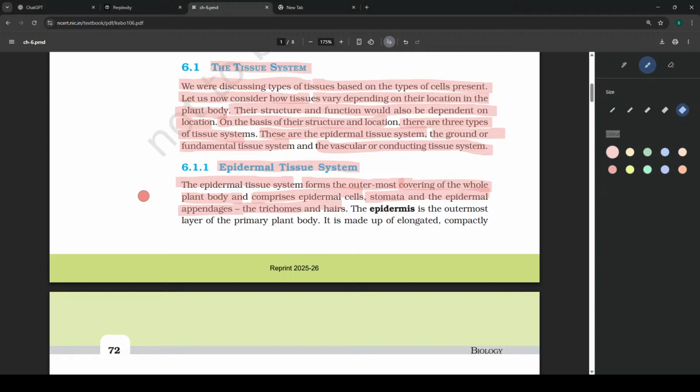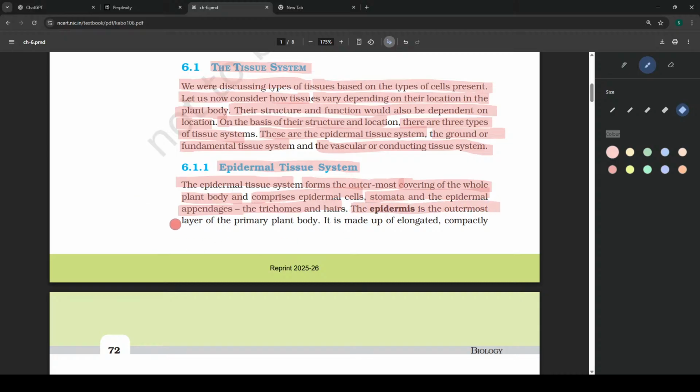What they are saying is that the epidermal tissue system is everything that covers the plant, along with trichomes, that are the hairs, and epidermal appendages. Basically, the whole plant covering is the epidermis. We can call it the skin of the plant.